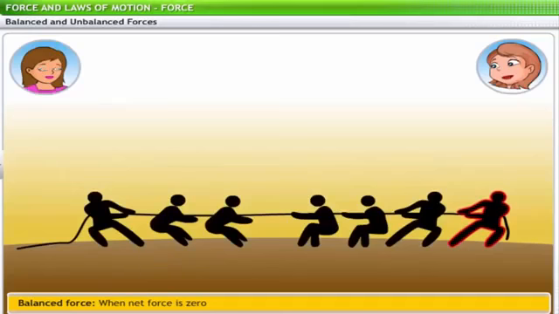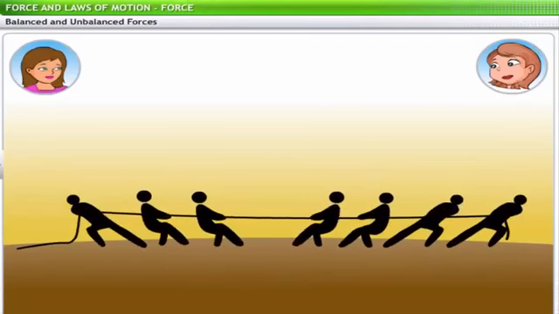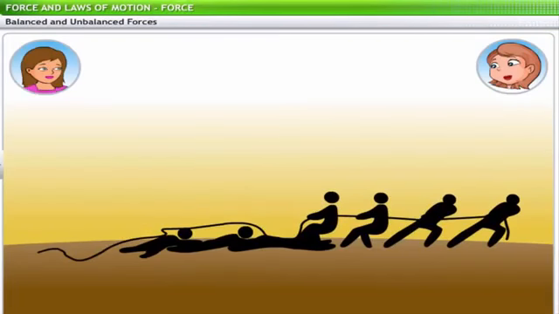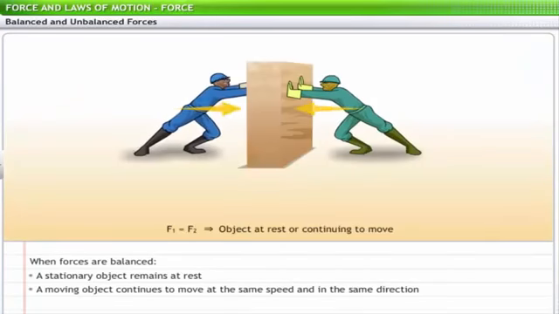Let's see what happens if we add a person on one of the teams. See, the team with more people won. That's because adding another person made the forces on both sides unequal, and the net force was no longer zero. In such a case, the forces are said to be unbalanced. The concept of balanced and unbalanced forces applies to objects at rest as well as moving objects.